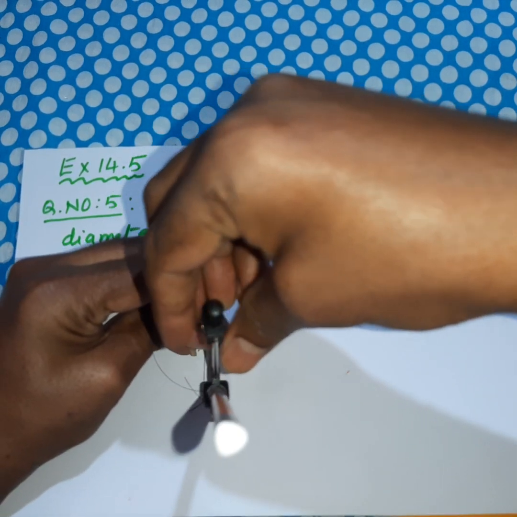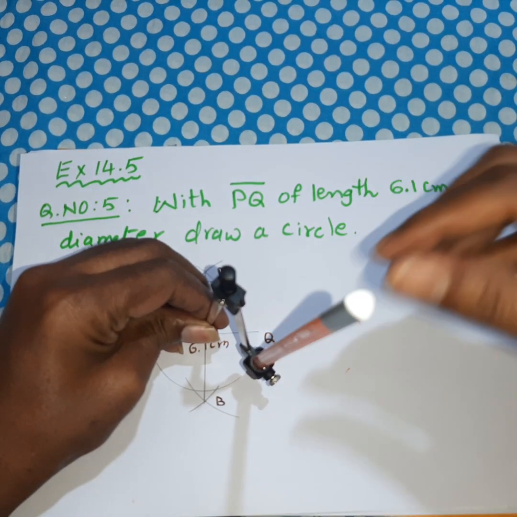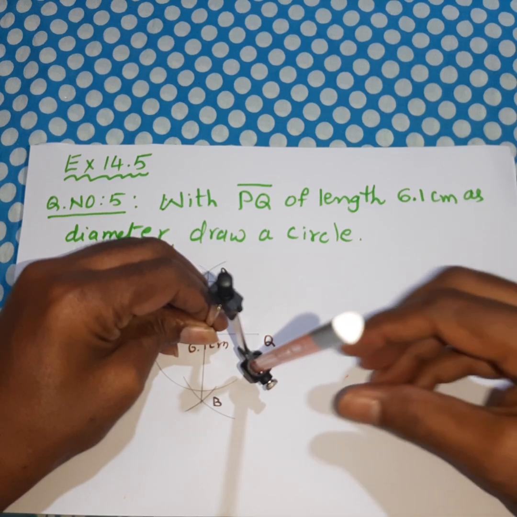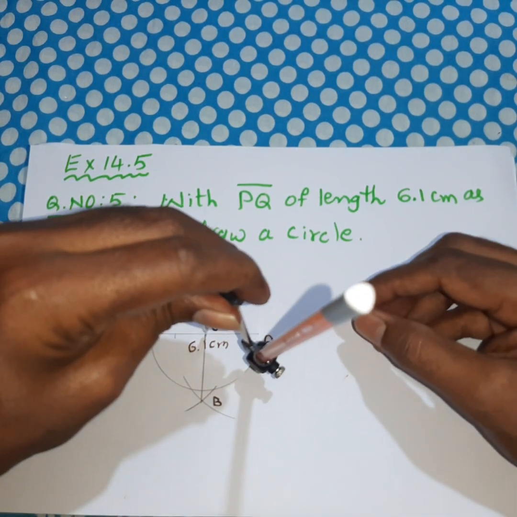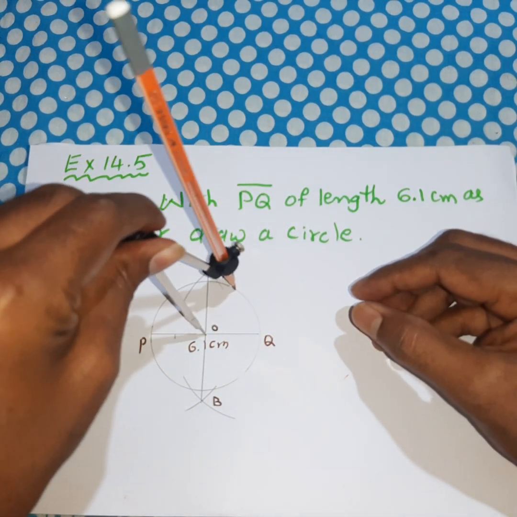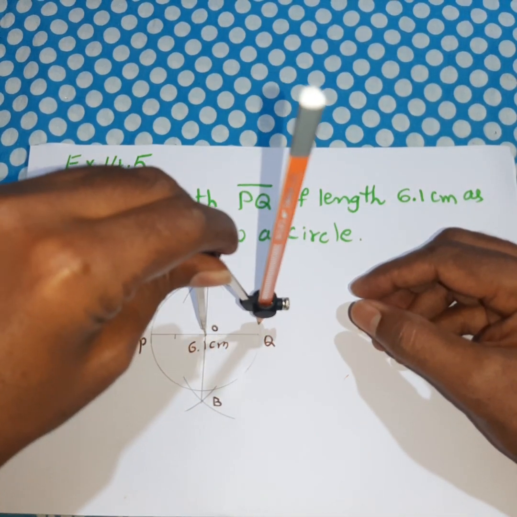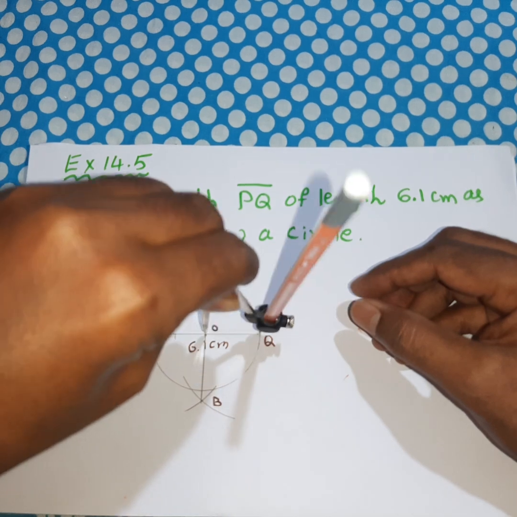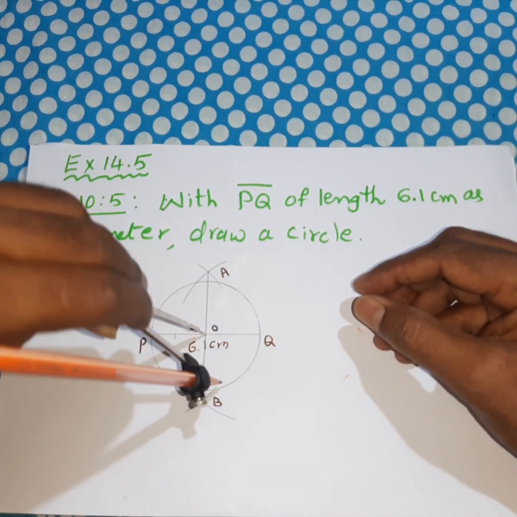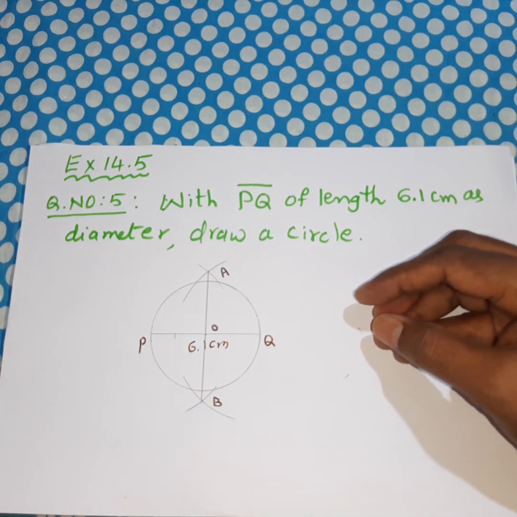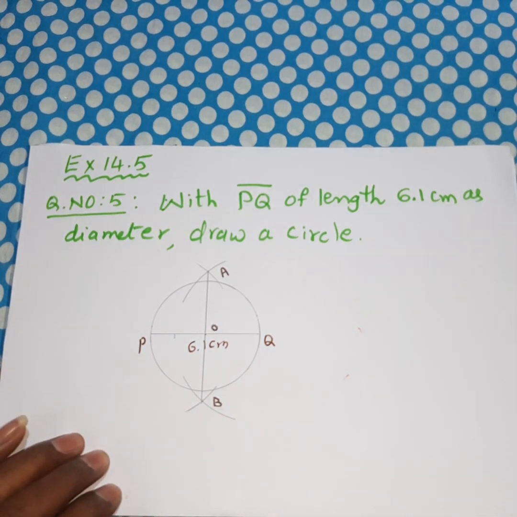With center O, you will get the required circle. It is passing through P and as well as Q here. Right, children? It is passing through P and Q. This is the required circle.